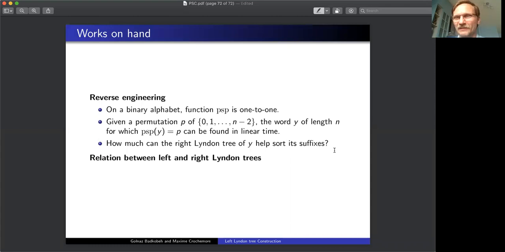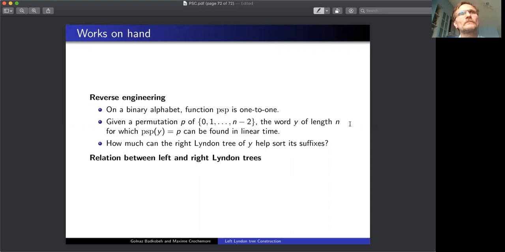Maybe, have you thought about this? Maybe your approach with this permutation can help solve this problem. I assume that the problem is for a right Lyndon tree, the one that you're mentioning just now.